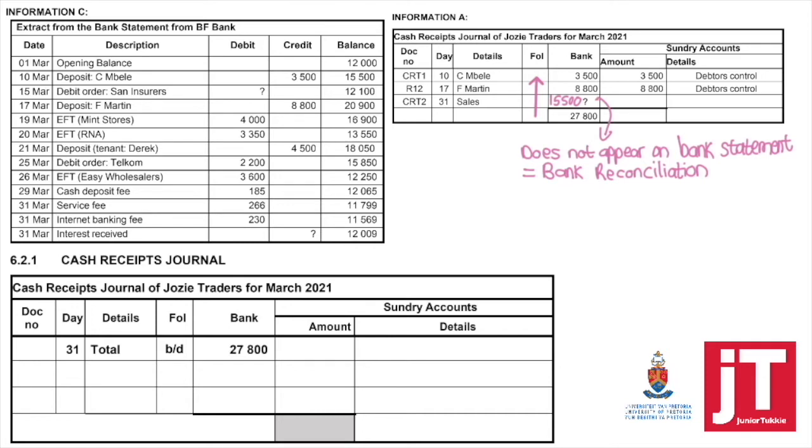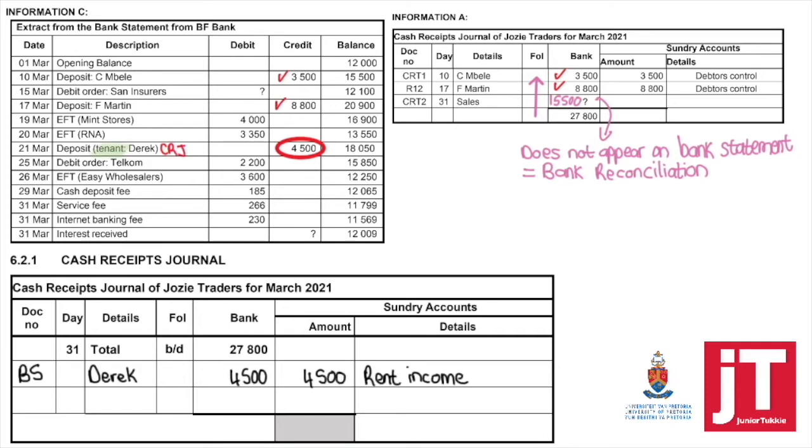If we now look at the bank statement on the credit side and we compare it with the totals in the cash receipts journal, the 3,500 reflect, so we just tick it off. The 8,800 does appear, but now on the bank statement, I've got 4,500 deposit from a tenant, Derek. Tenant is people who are renting from us. So it's money that the business did receive. So it must be recorded in our cash receipts journal.